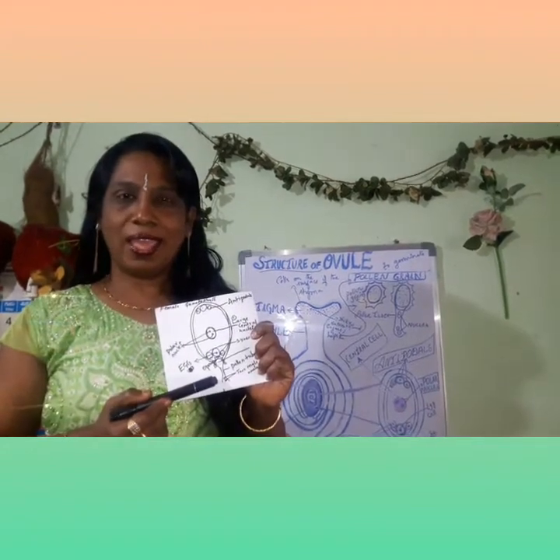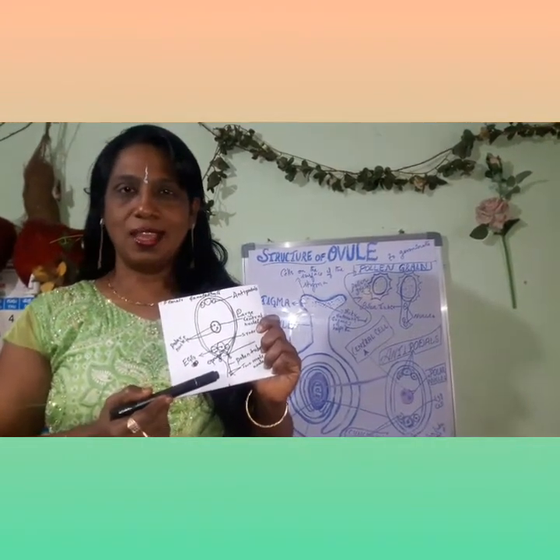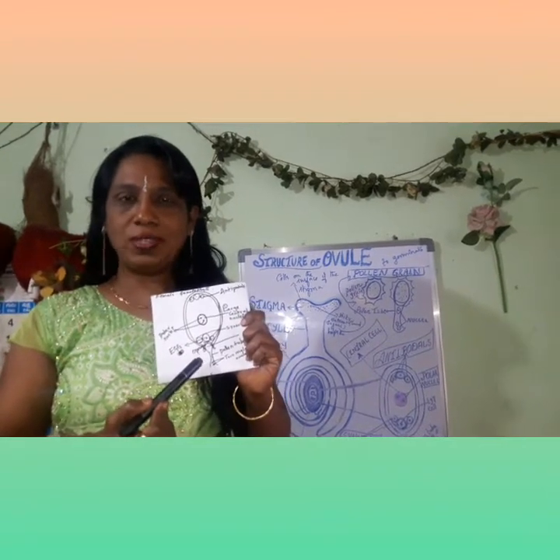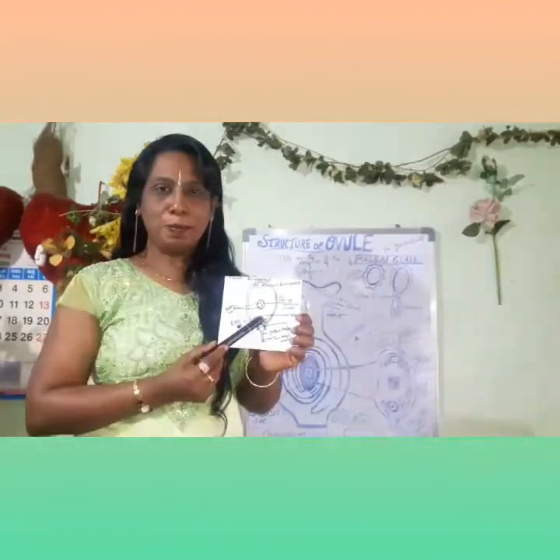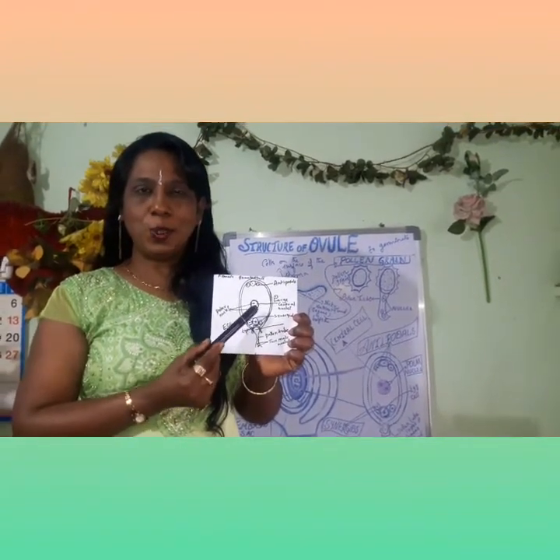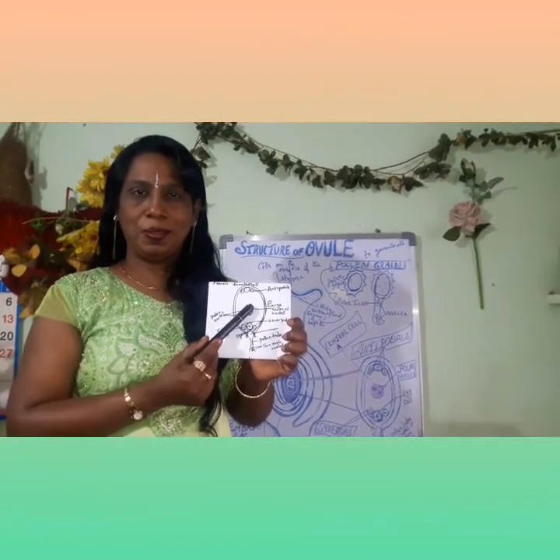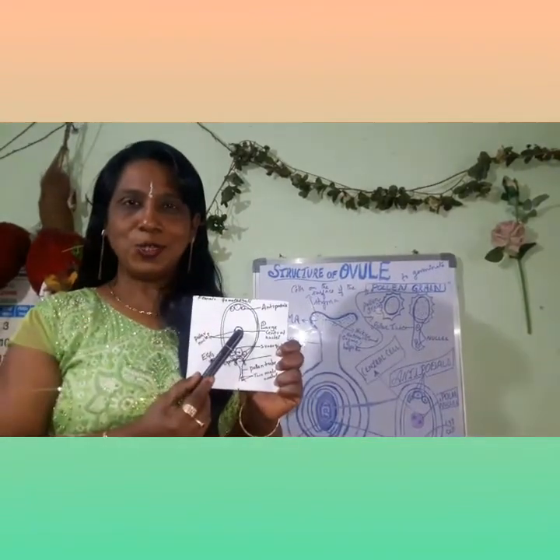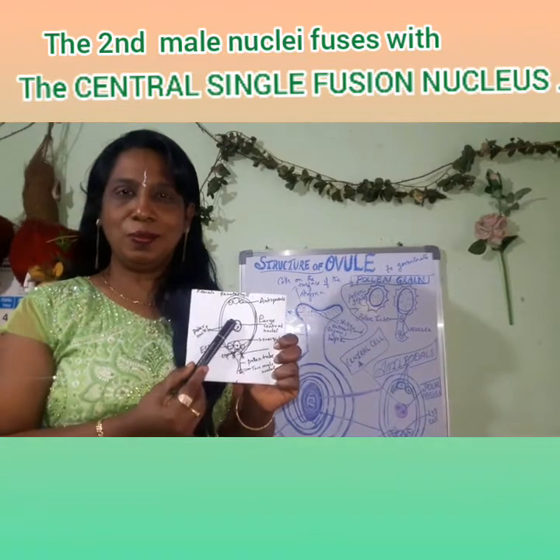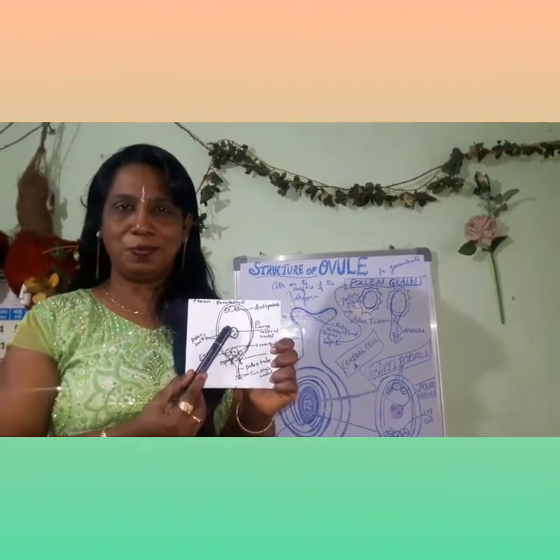By the time the egg cell is fertilized, the two polar nuclei combine to form a single fusion nucleus.